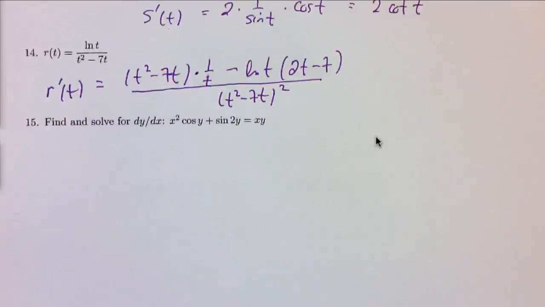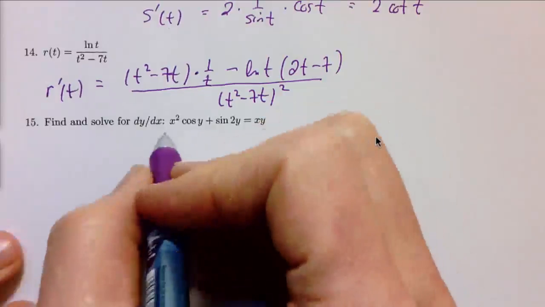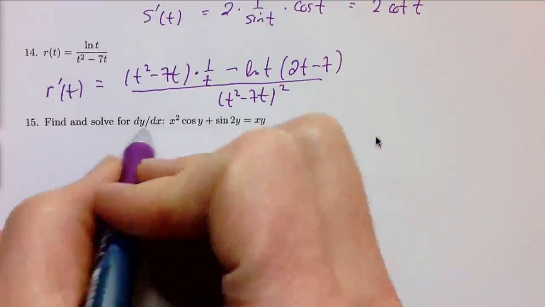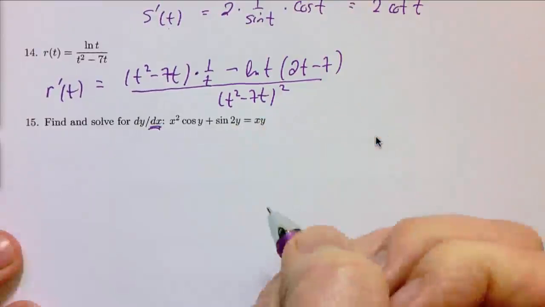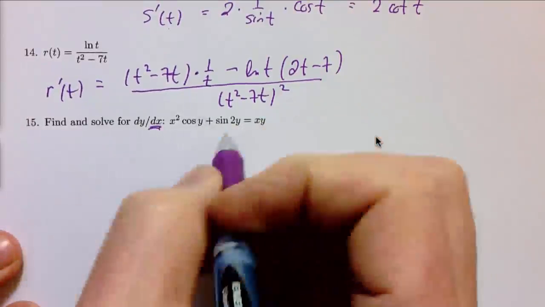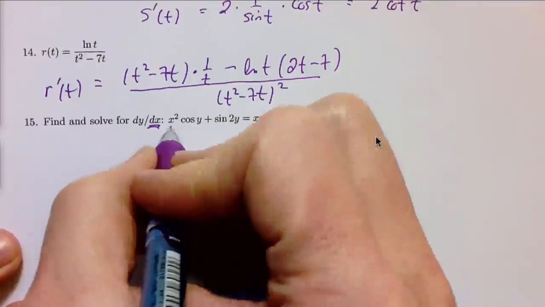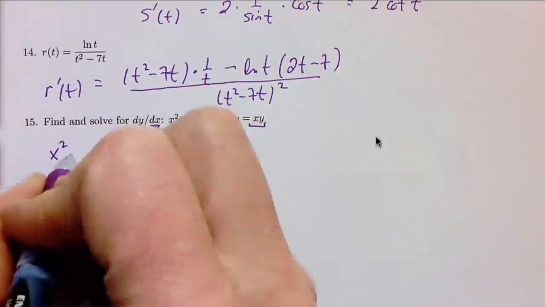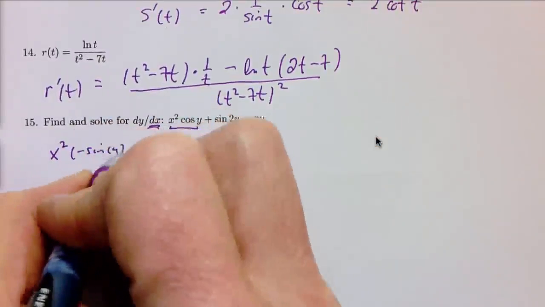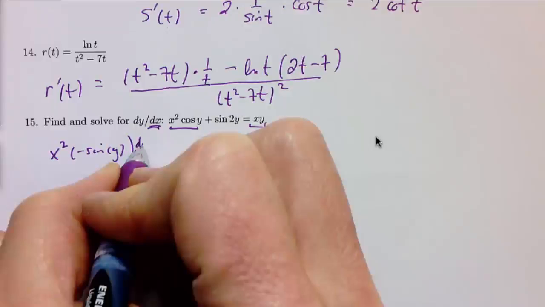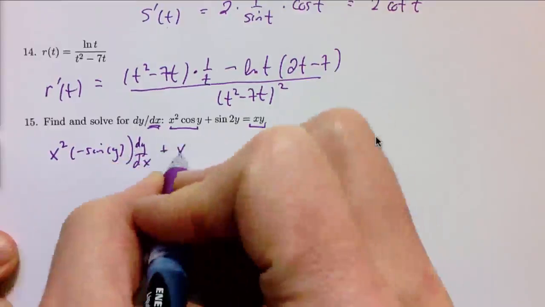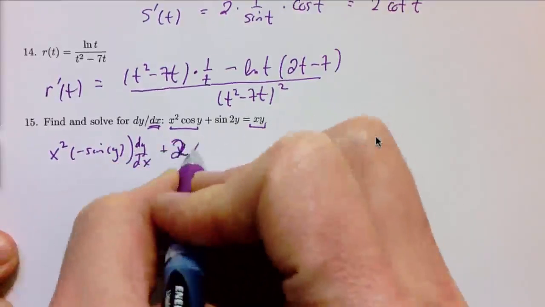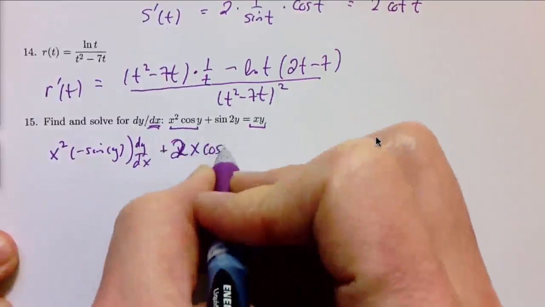This last one is our implicit differentiation. When I start differentiating everything by x, this is telling me I want the derivative of y with respect to x, so I'm going to take the derivative where x is the variable and y is a function of x. I need a product rule here, I need a product rule here. X squared times the derivative of cosine of y is minus sine of y times the derivative of the inside, dy dx, plus x 2x times the derivative of cosine.